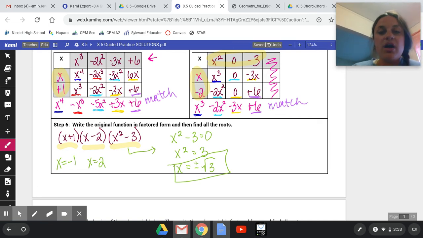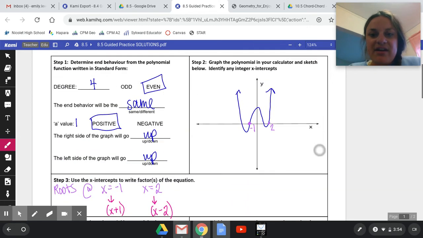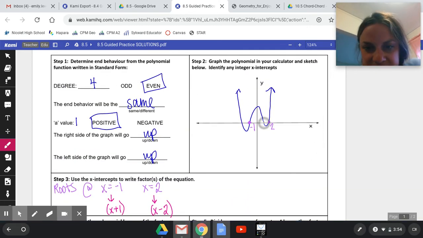X equals negative 1, there we go. X equals positive 2, there we go. The square root of 3 is equal to 1.7-ish, okay, approximately 1.7. So at positive 1.7, I've got a root, and at negative 1.7, I've got a root. And if I go back to my graph, that's what these two roots are that I couldn't see. It's because they're decimal values. They're not exact integers, okay? So that's where I got those.